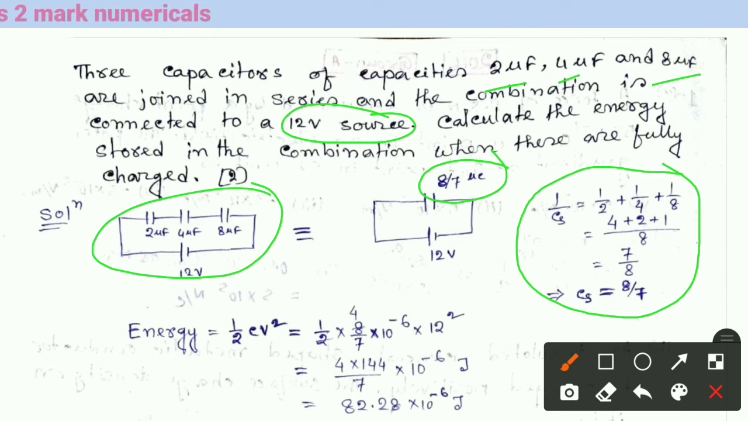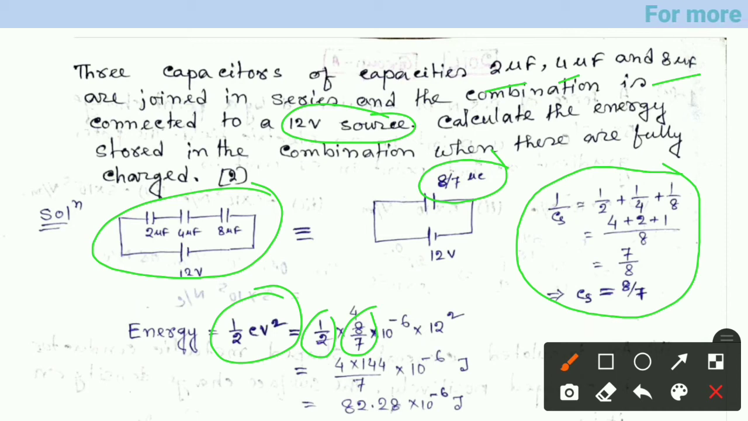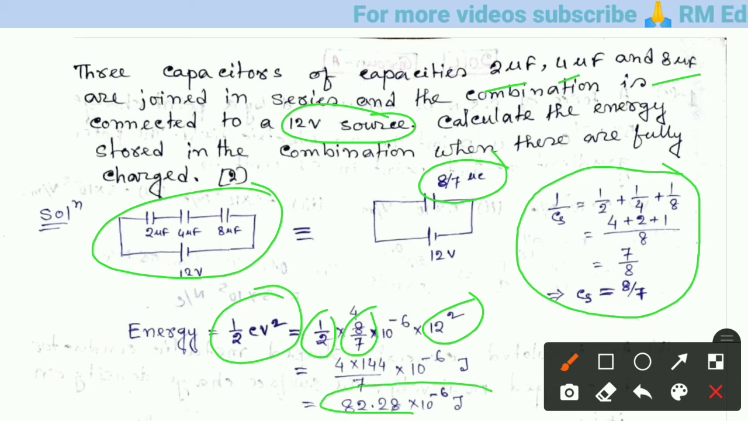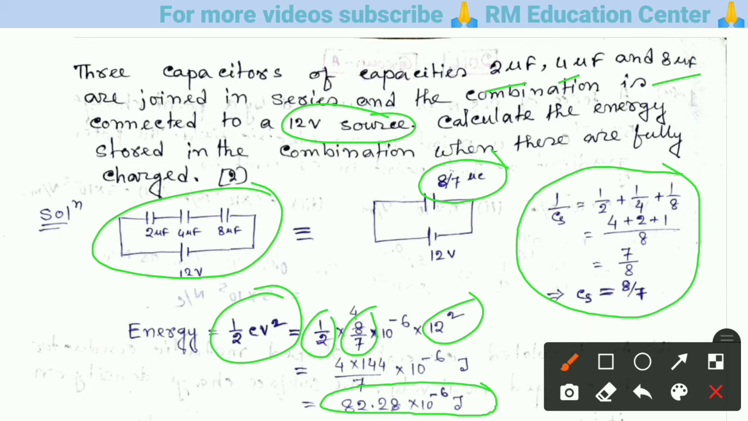Now we have to find out energy. Energy equals half into CV square. So it is half into 8 by 7 into 10 to the power minus 6, because it is in microfarad, we have to convert into farad. Now V is 12, so 12 whole square. Now after calculation we will get the answer 82.28 into 10 to the power minus 6 joule. So this is our numerical.